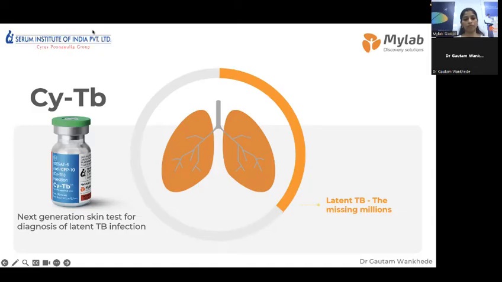We'll go a little bit into the background and understand the history of TB in India. I won't spend much time on that. Then we'll come to the point of why latent TB testing is important and how it is going to play a very big role if India has to lead the world in eliminating tuberculosis.